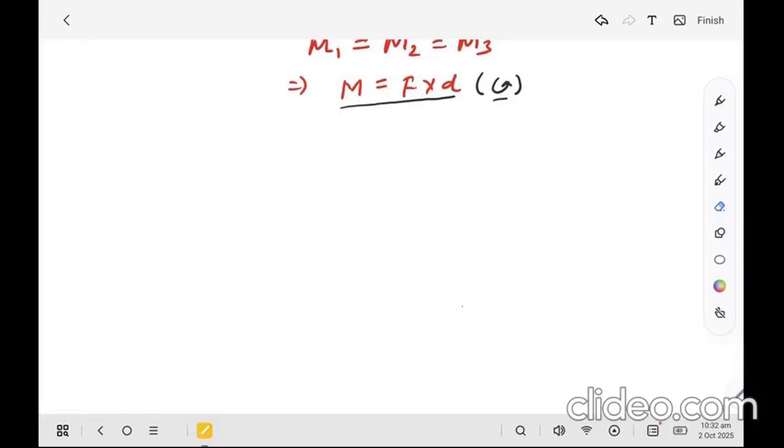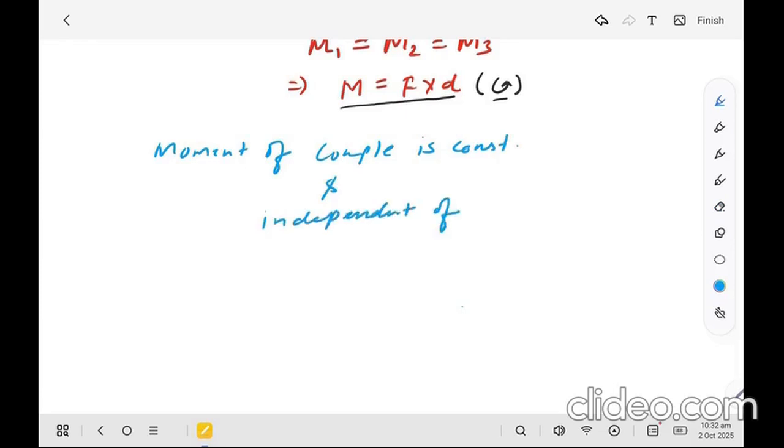Therefore we can say that the moment of couple is constant and independent of any point. Therefore we can say that a couple is a free vector.